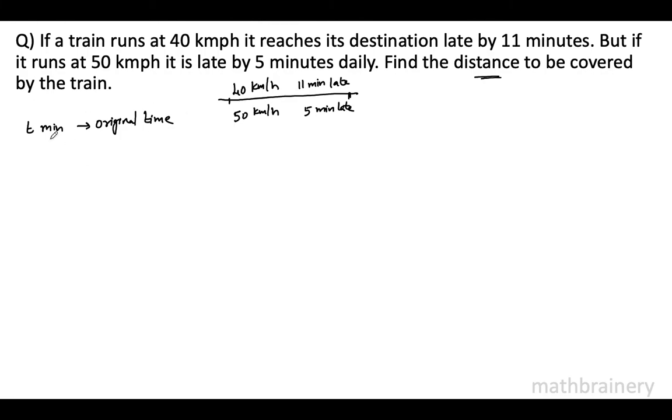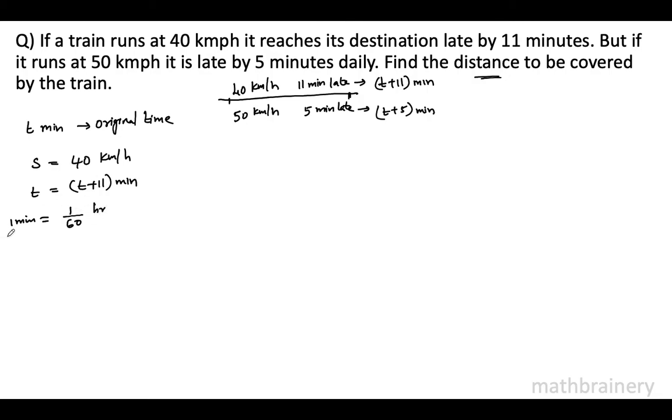Now if t minutes is the actual time, and it is 11 minutes late, then the time taken by the train must be t plus 11 minutes to reach the destination at 40 kilometers per hour speed. And if it is 5 minutes late, that means the time taken by the train is t plus 5 minutes at 50 kilometers per hour speed. So when the speed of the train is 40 kilometers per hour, the time taken is t plus 11 minutes. Now you know 1 minute is 1/60 hour.